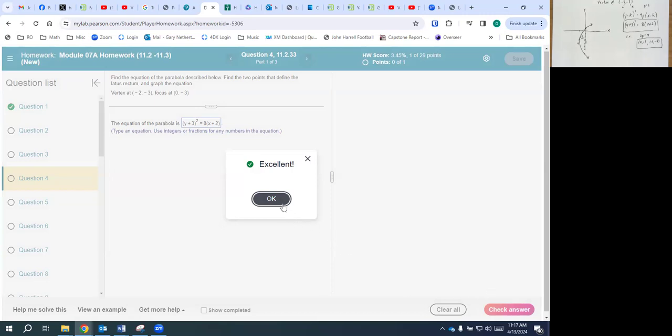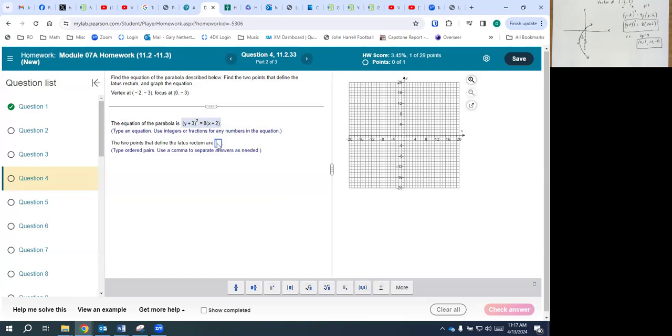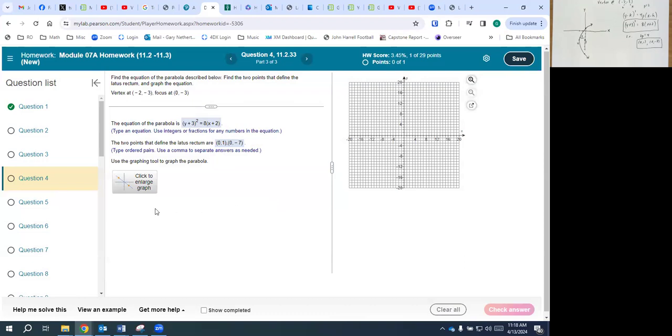Now, next, it's going to ask me for the latus rectum points. And we said it's 0, 1. So 0, 1. And you put a comma in between the 2 points, and then 0, -7. Check those. That's good. So now we're going to go plot it.